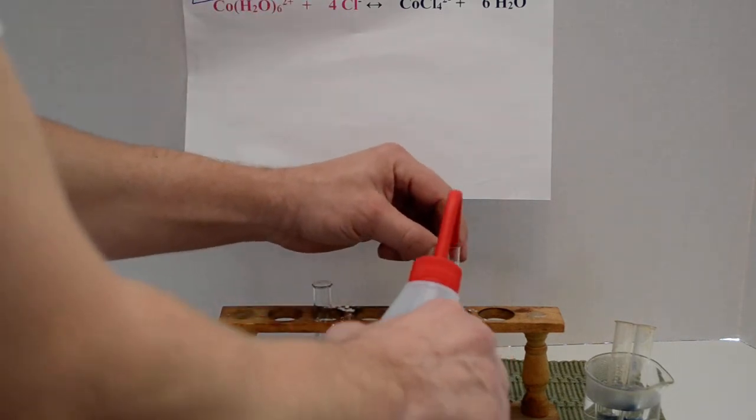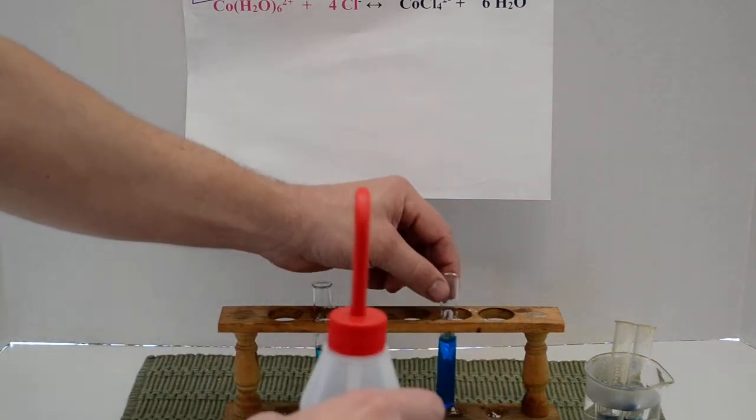And it looks like we might be able to guess it, but when we add acetone to the blue tube, it stays blue. So acetone to the pink tube turns blue, and the acetone to the blue tube stays blue.